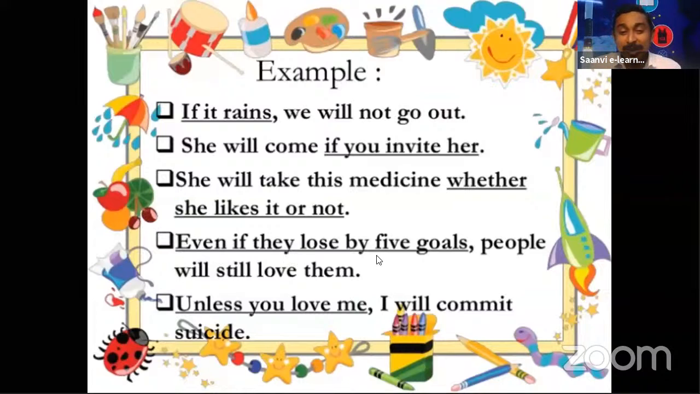Even if they lose by 5 goals, people will still love them. Even if you don't have signal, please listen to the class, I can say. But it's not possible. Okay. Even if you don't eat food, please listen to the class. Now it is snacks time for many of the students. That's why cameras are turned off.